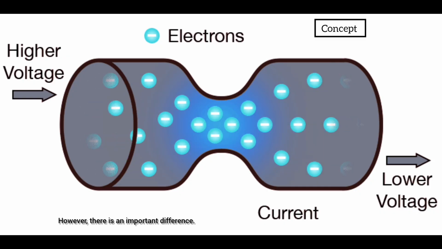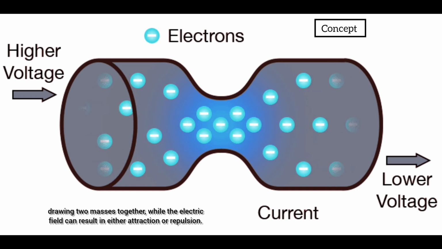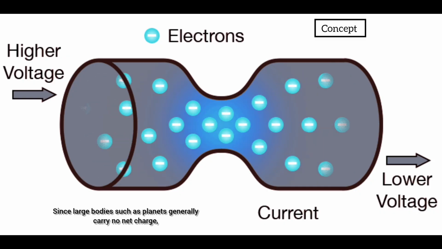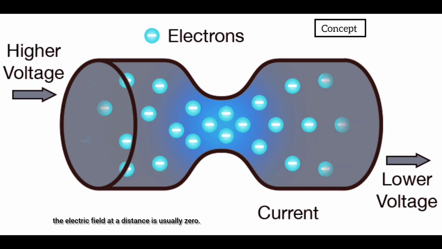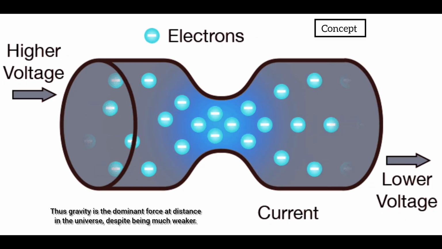However, there is an important difference. Gravity always acts in attraction, drawing two masses together, while the electric field can result in either attraction or repulsion. Since large bodies such as planets generally carry no net charge, the electric field at a distance is usually 0. Thus gravity is the dominant force at distance in the universe, despite being much weaker.